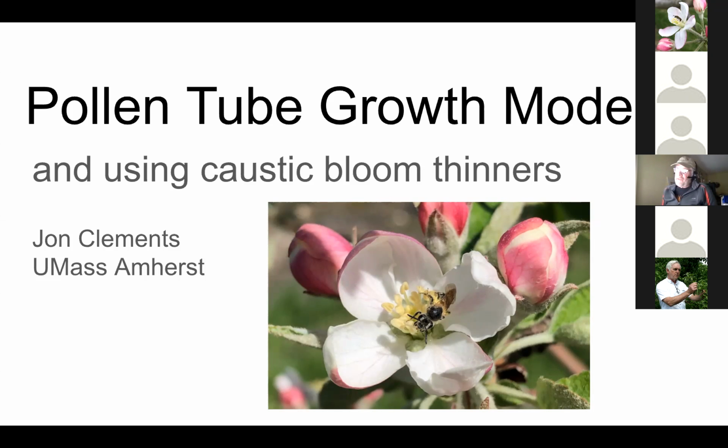I applied a bloom thinner on the 18th of May, according to what the model said, at nearly 100% pollination. And a couple days later, this was lime sulfur. I'll talk more about that in a minute. This was lime sulfur. A couple days later, I went out and looked and said, oh my goodness. But in retrospect, I think that's what you need to do to make it work.